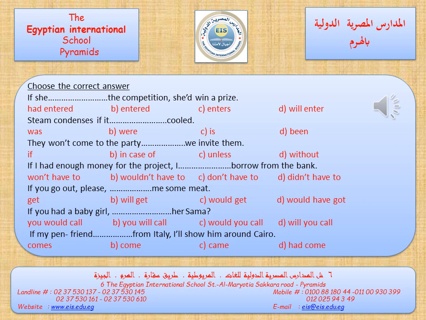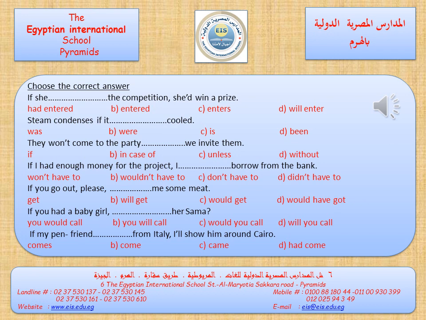So here had is the main verb and it's in the past simple. So for the second part we should be using would plus infinitive. So the answer here is wouldn't have to.